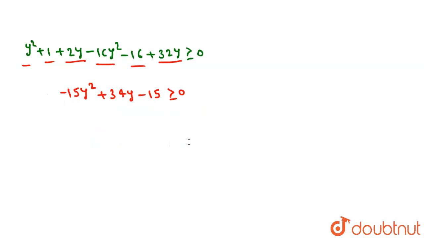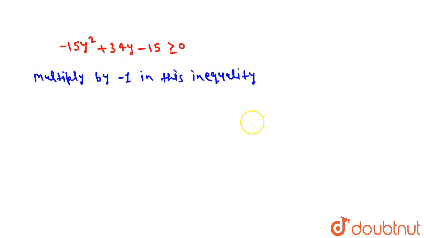Now here we can see that the coefficient of y square is negative, so we multiply this whole inequality by minus 1. So it will become 15y square minus 34y plus 15, and we know that if we multiply an inequality by minus 1, the inequality sign will be changed. So this sign greater than or equal to changes into less than or equal to 0.